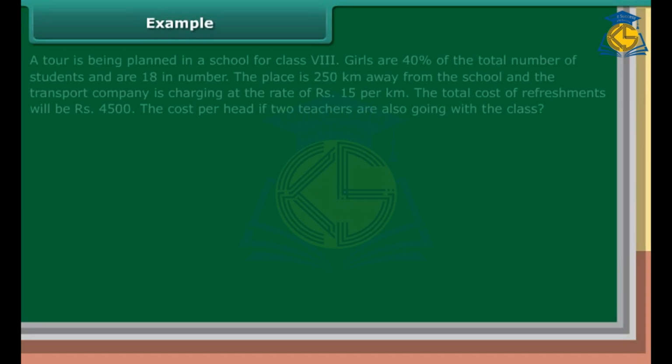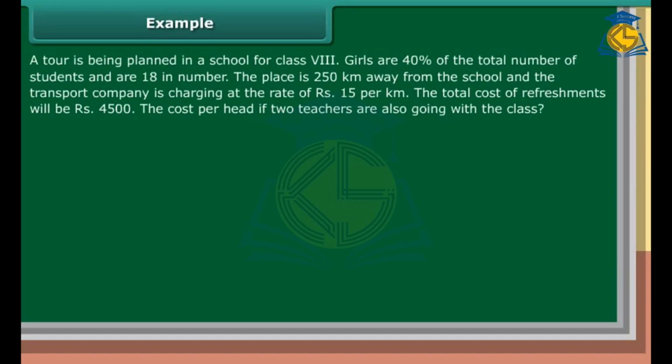Example. A tour is being planned in a school for Class 8. Girls are 40% of the total number of students and are 18 in number. The place is 250 km away from the school and the transport company is charging at the rate of ₹15 per kilometer. The total cost of the refreshments will be ₹4,500. Find the cost per head if two teachers are also going with the class.